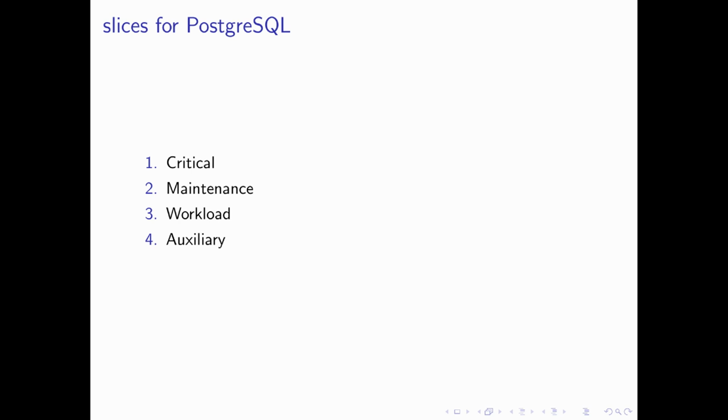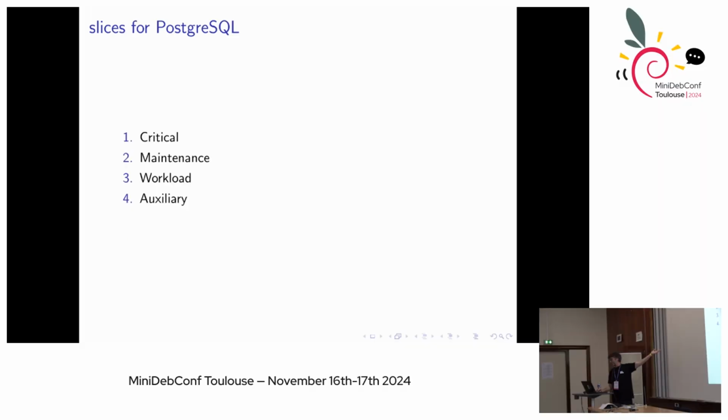So I decided to create 4 slices for PostgreSQL. One for the critical process, which is more or less where we're going to push the postmaster. Postmaster is the main process of PostgreSQL. This is the first one you start. And every time you create a new backend, it is created from the postmaster. So I put it in a critical section, assuming that if this one dies, everything else is dead. So this is probably the most critical process in PostgreSQL. And then I put a maintenance one, which is, as said, for the maintenance, workload for the workload, and auxiliary for the logger.